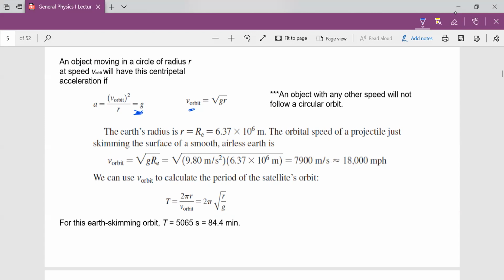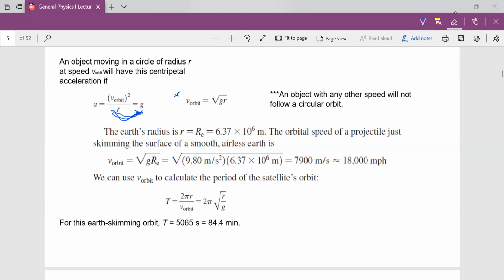Therefore, if we want to make v the subject of the formula, this is equal to this, so we're just taking this part. If you have v orbital squared over r equal to g, make v the subject of the formula, cross multiply, and then take the square root. We'll have the orbital velocity equal to the root of the product of the acceleration due to gravity and the radius.